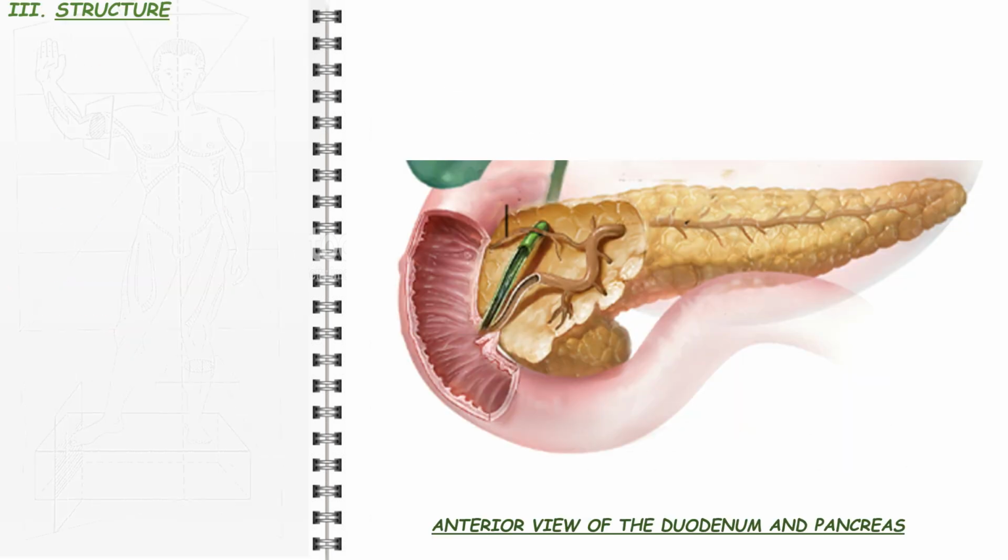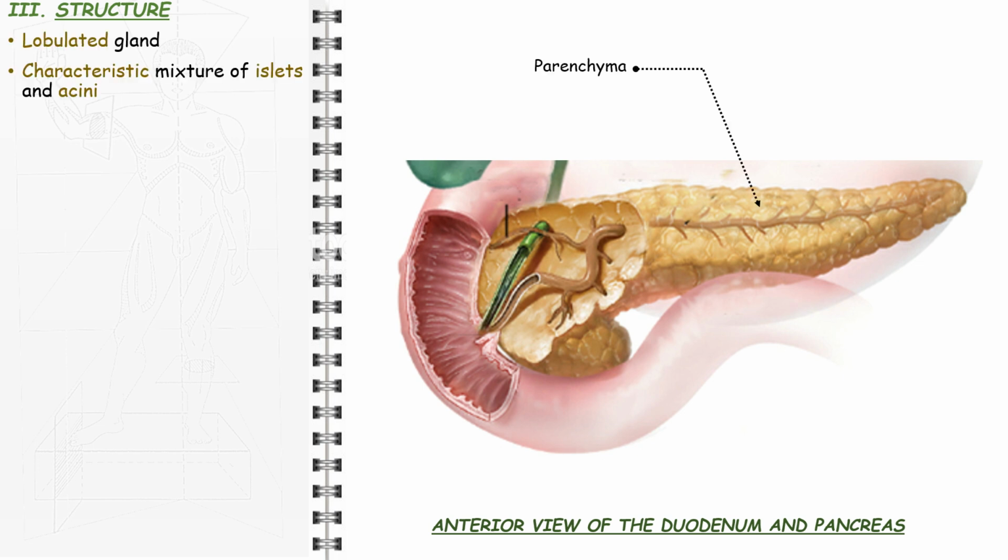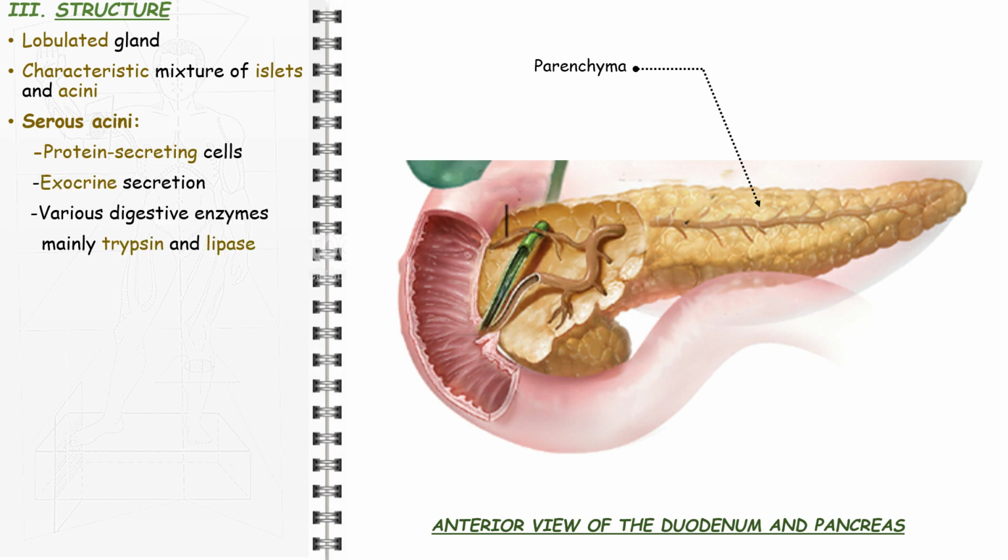The pancreas is a lobulated gland. It is a characteristic mixture of islets and acini. The serous acini are made of protein-secreting cells. They provide the exocrine secretion containing various digestive enzymes, mainly trypsin and lipase.